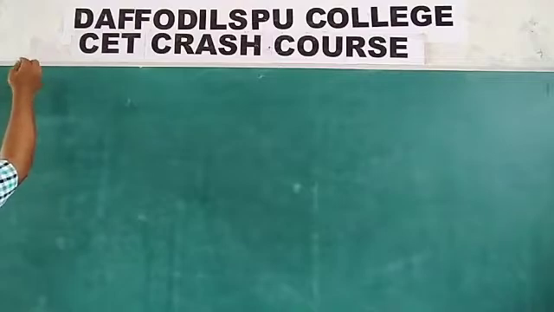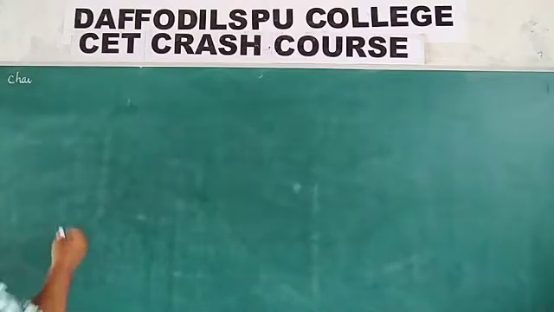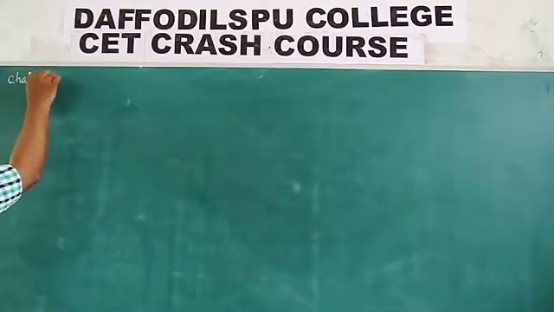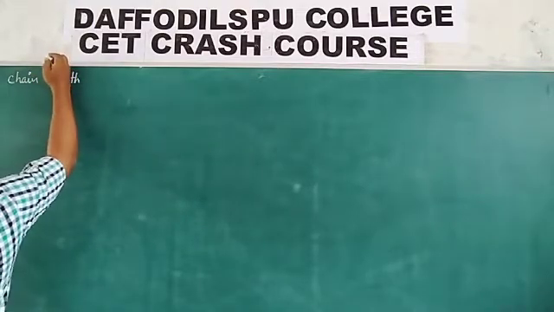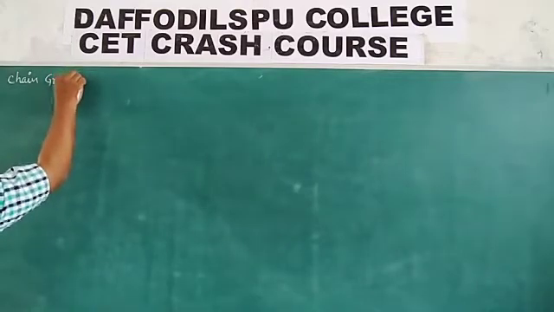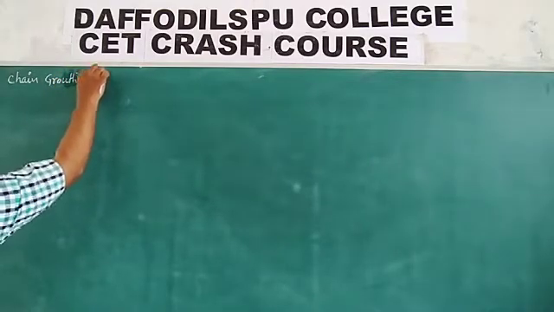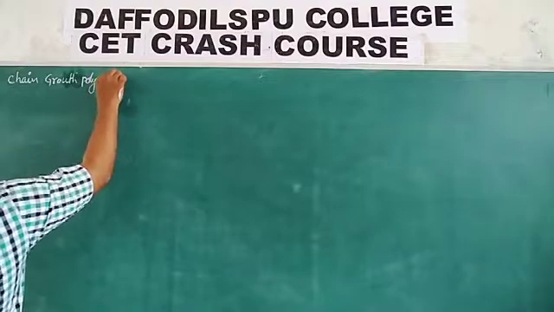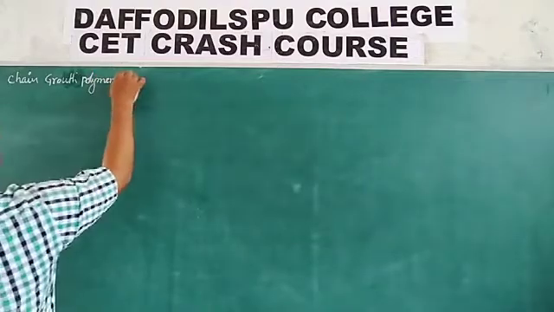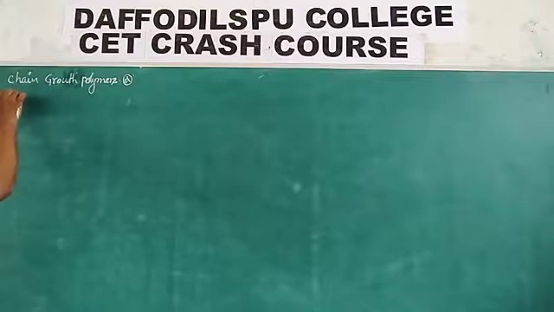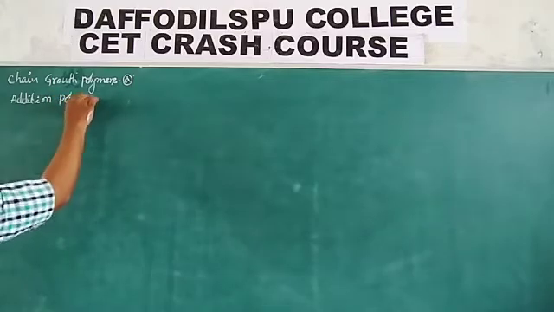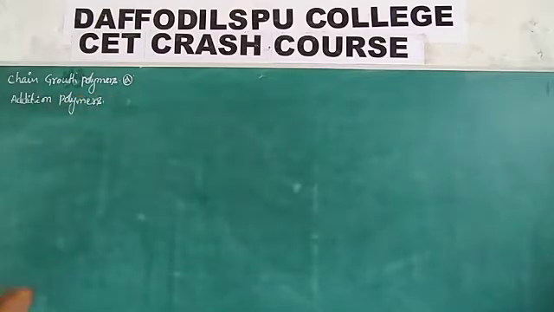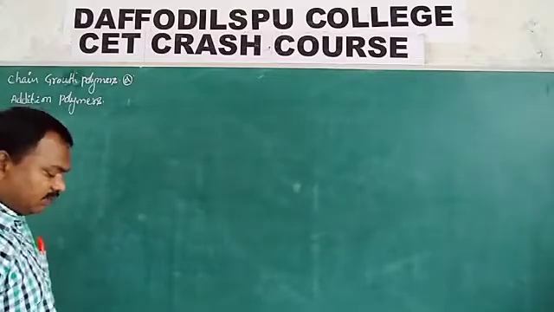One is addition polymers, also known as chain growth polymers. Chain growth polymers are addition polymers. Another one is step growth polymers or condensation polymers.